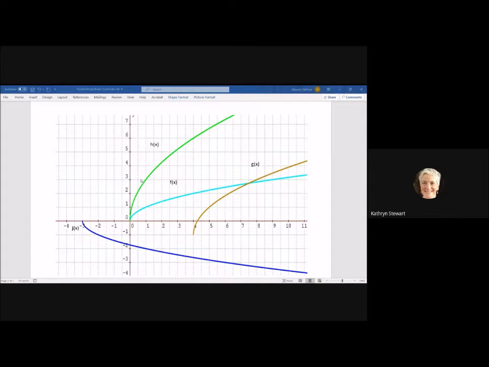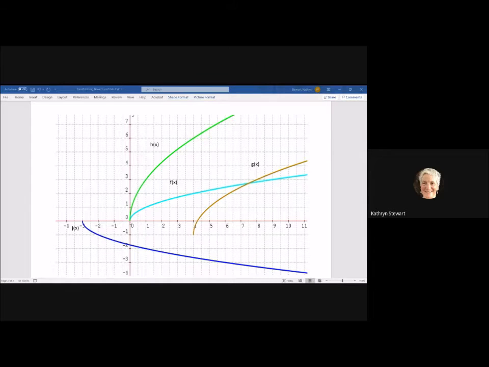H of x is this green thing. I think we can see it hasn't been shifted left or right. It has not been shifted up or down, but it's certainly been dilated. It's been stretched. Now, there are a couple of ways to determine this. One is just to compare with your original parent function, f of x. So in my original parent function, I went over 1 and up 1. In this stretched h of x, when I went over 1, I went up 3. It looks as though my y value was multiplied by 3.